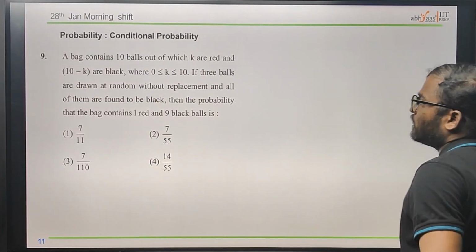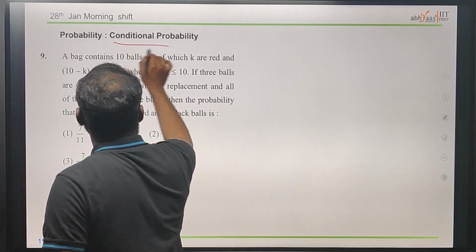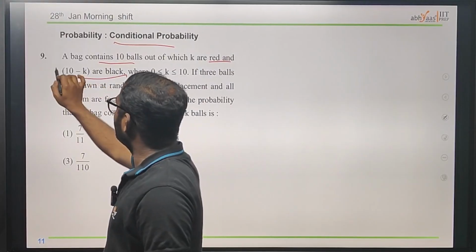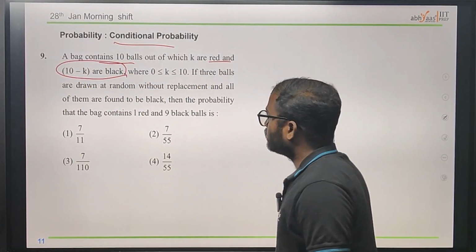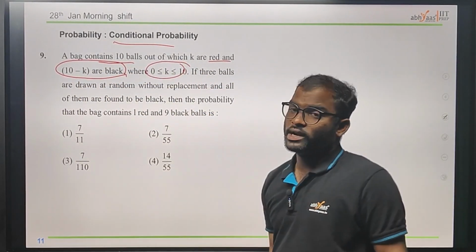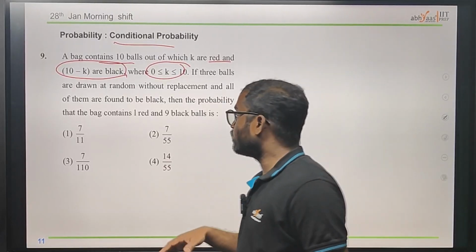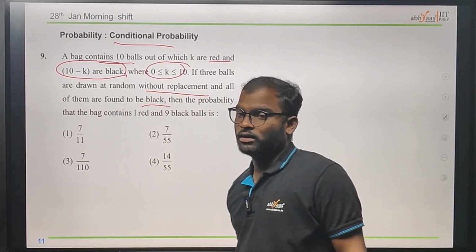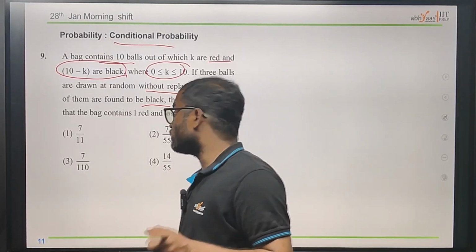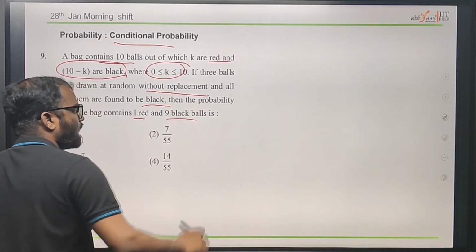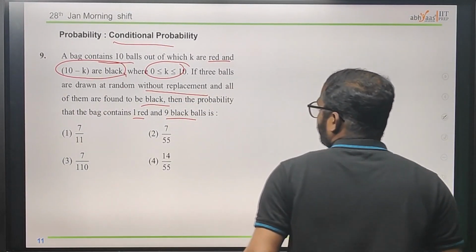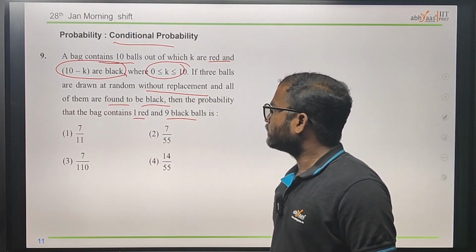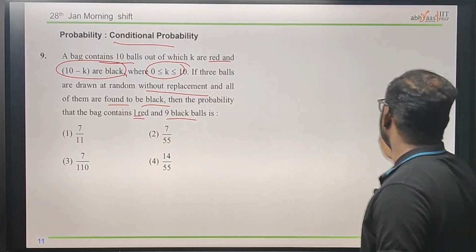Now next, on the basis of probability, conditional probability. A bag contains 10 balls, out of which k are red and the other 10 minus k are black, where k is between 0 and 10. If 3 balls are drawn at random without replacement and all of them are found to be black, then we need to find the probability that the bag contains 1 red and 9 black balls.